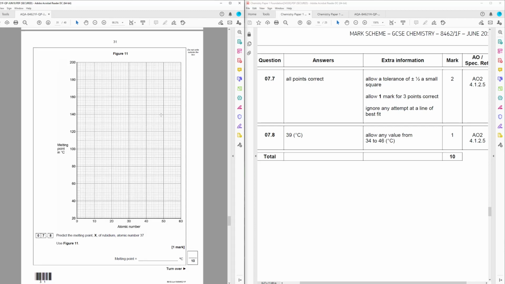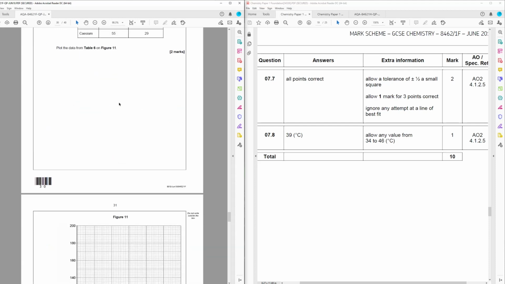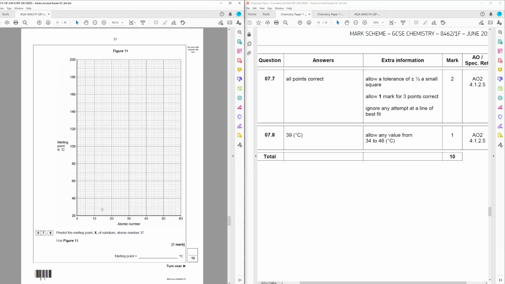When it asks you to predict the melting point of X, the unknown thing, then obviously what you're going to do is you're going to get atomic number 37, atomic number 35, 36, and then you're going to go up and roughly look around where it should be, and you should get something around 39 degrees Celsius if you're looking in between the other points. And obviously because you're sort of guesstimating here, anywhere between 34 and 46 are reasonable guesses according to the exam board.